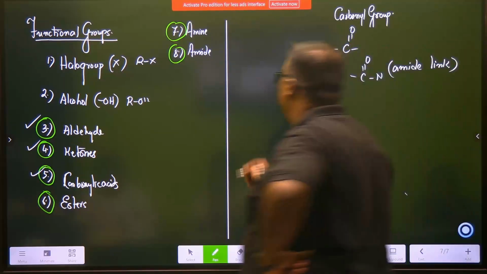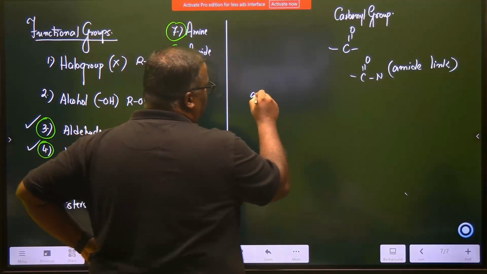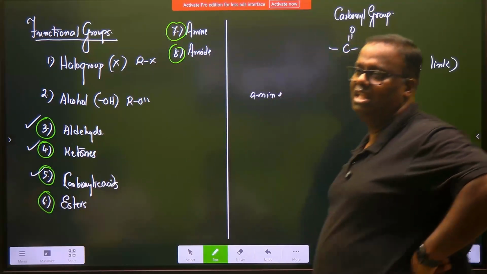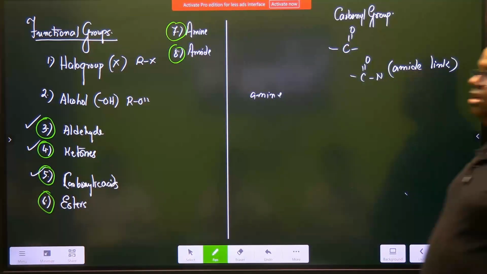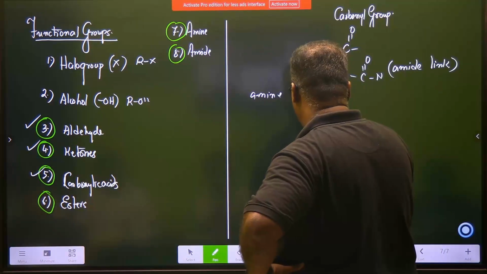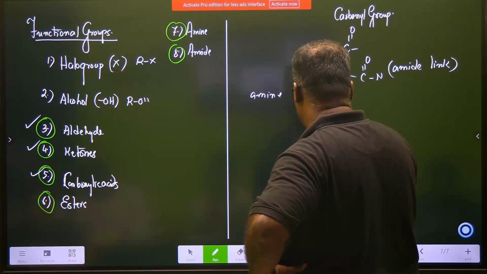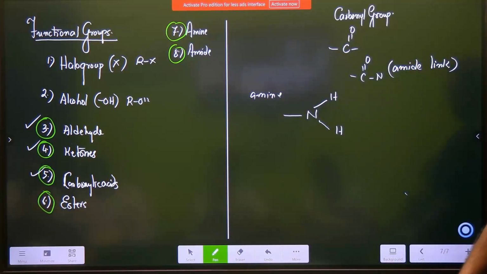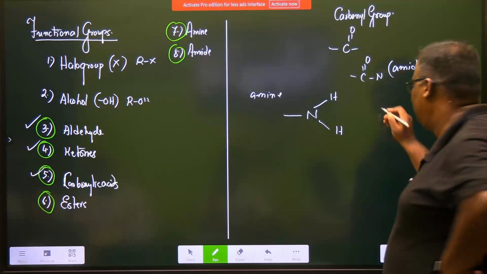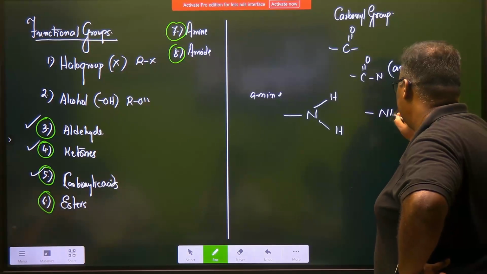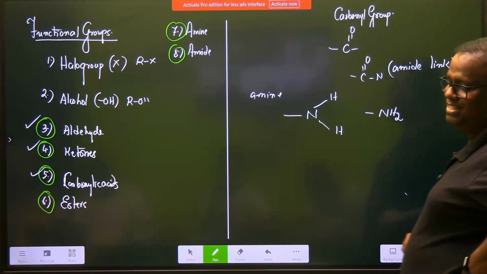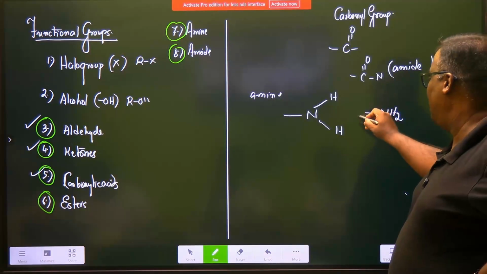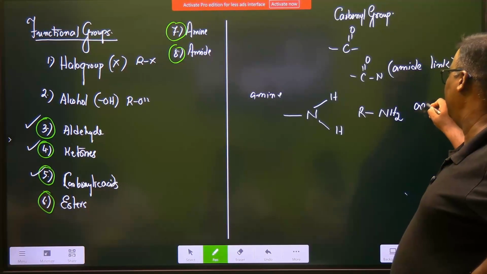Amine. This is amide. And let's see the amine. Amine means, do you know ammonia? What is ammonia? NH3. You have 3 hydrogens. Take out 1 hydrogen and open 1 valency. So it forms NH2. So you can write RNH2. This is called an amine.